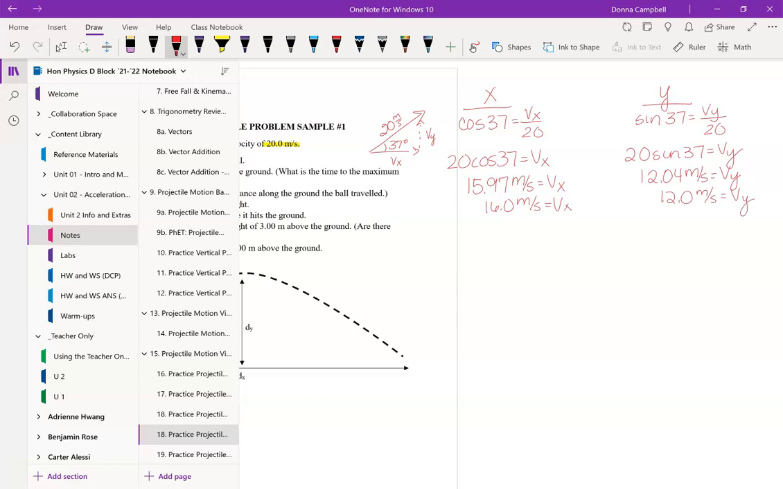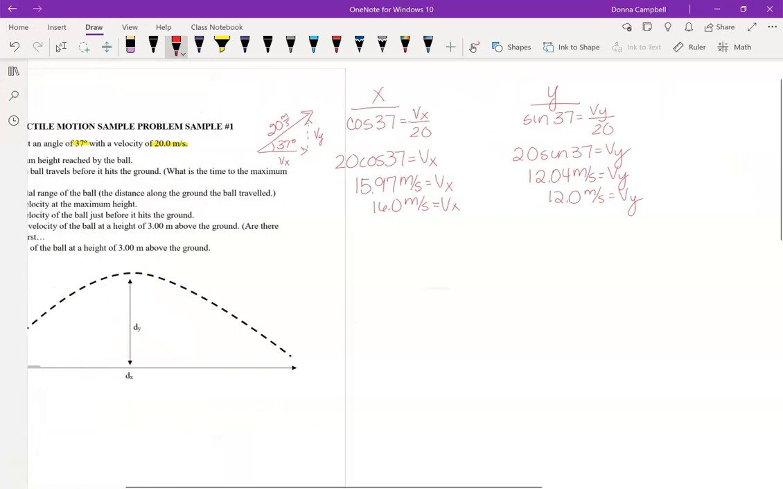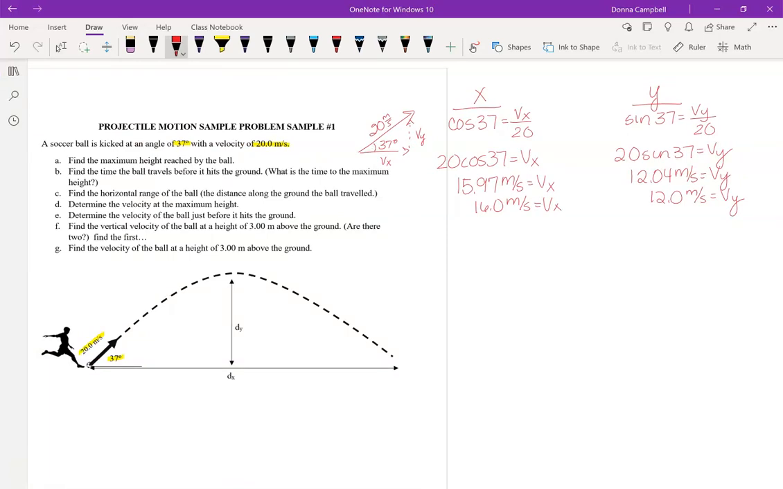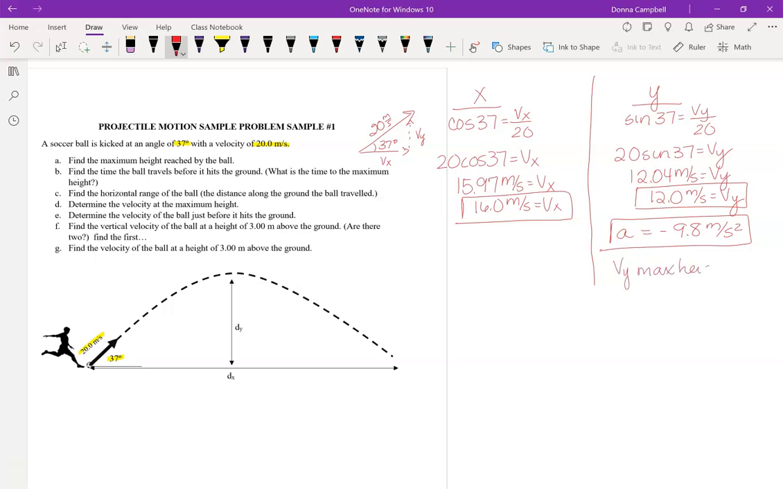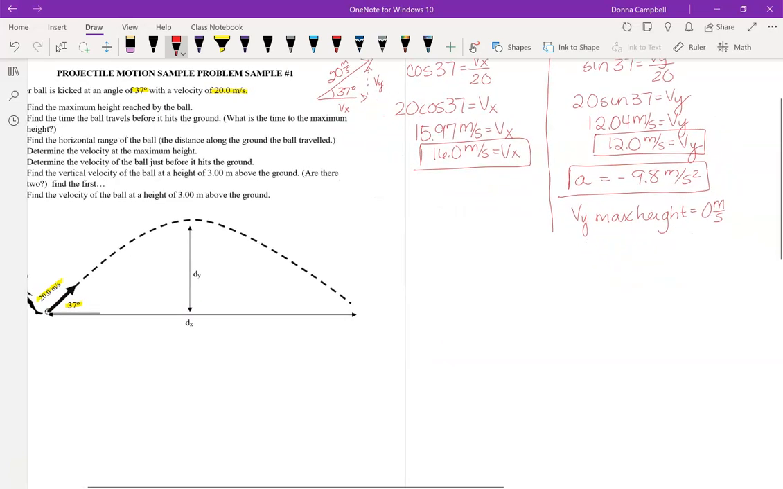So we'll go with 3 sig figs for the velocity in the x and the velocity in the y, to make our lives a little easier. Okay, so we've got the velocities in the x and the y. What else do we know? That's all we know, except we do know the acceleration is negative 9.8 meters per second squared. That's important. So A, find the max height reached by the ball. We know the velocity in the y at the max height is 0 meters per second, so that's something to know.